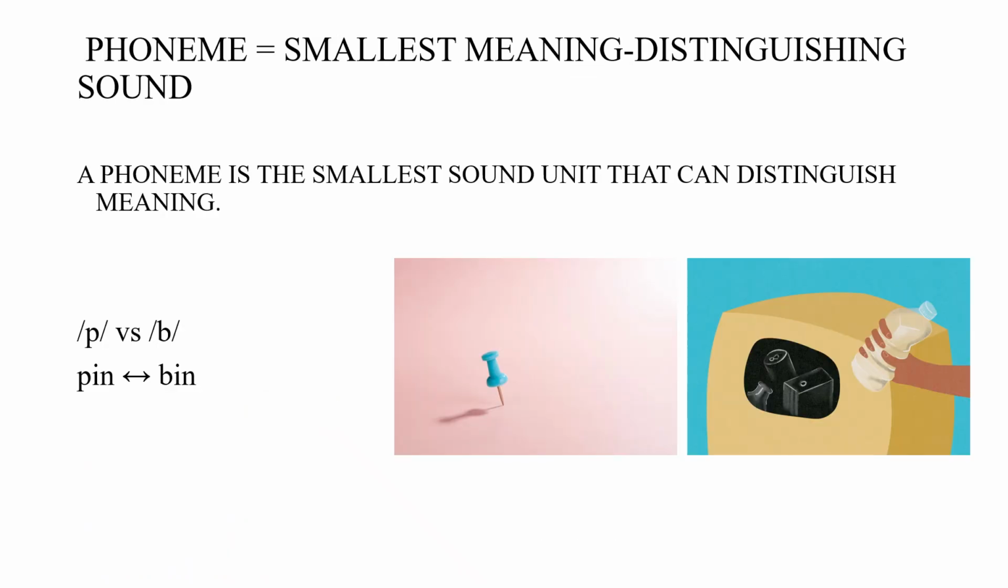Now let's see what a phoneme is. A phoneme is the smallest sound that can distinguish meaning. Consider the words pin and bin. They differ only in one sound, p and b. Because changing one sound changes the meaning of the word, p and b are separate phonemes in English.